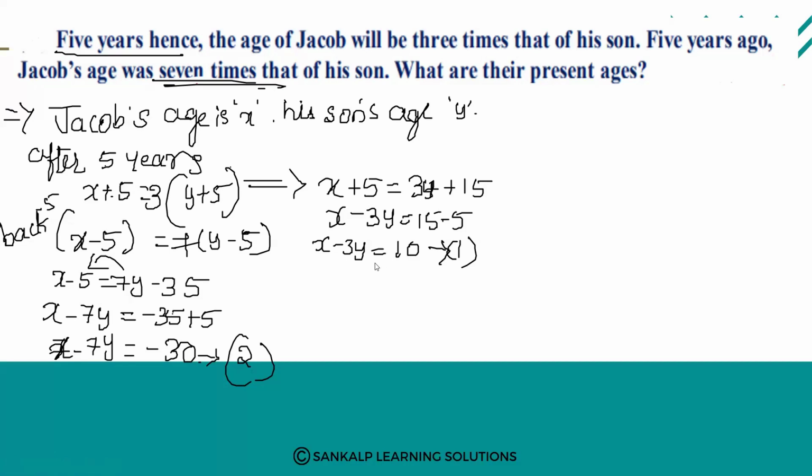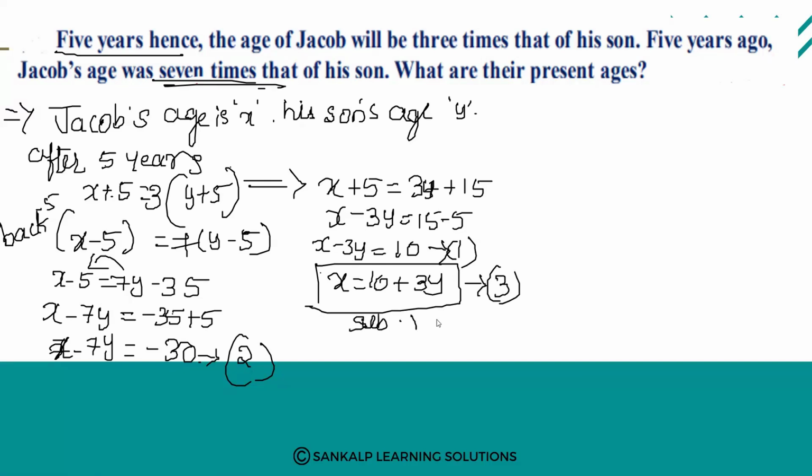Now from equation number 1, see here, if I transfer this 3y to this side, it will be x is equal to 10 plus 3y, right? Call this as equation number 3. So, now substitute the value of x in equation number 2. So, what is equation number 2 here?